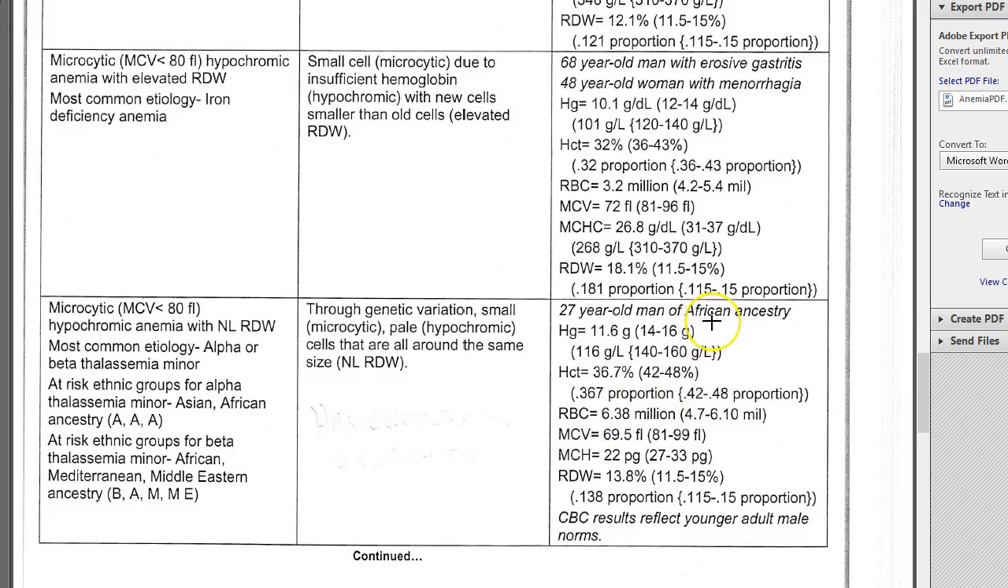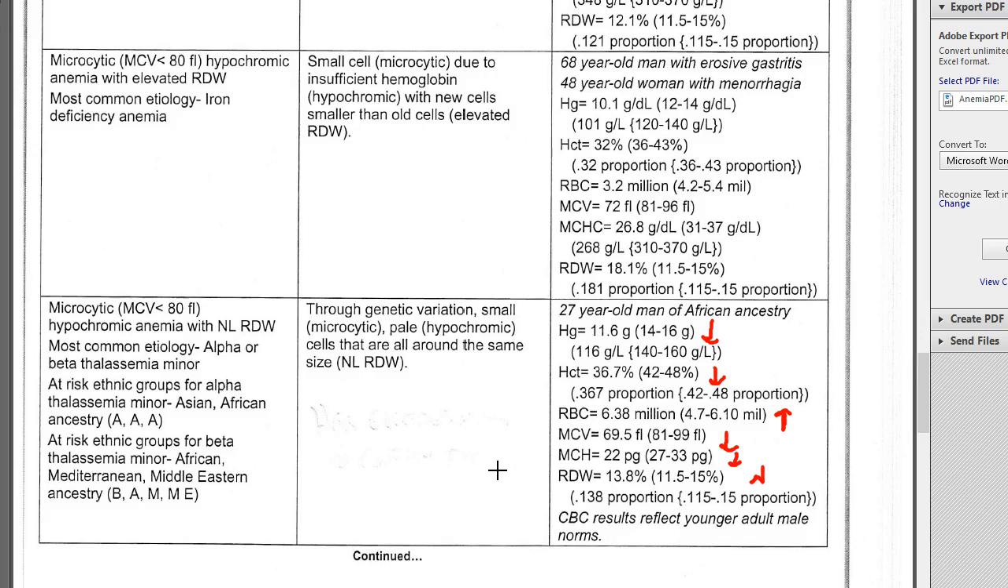As you can see over here, we get a decrease in hemoglobin, decrease in your crit. Red blood cells are actually going to be elevated. MCV is going to be low, MCH is going to be low because we know we're dealing with pale cells, so it's hypochromic. RDWs are going to be normal.